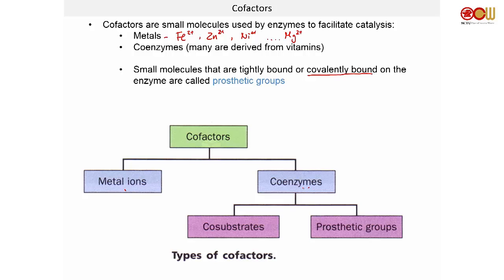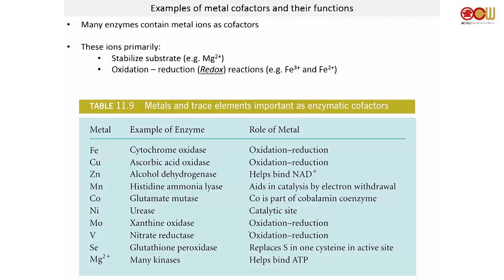Cofactors, we can split them into metal ions and coenzymes, and for coenzymes, we have prosthetic groups or co-substrates. Sometimes there are going to be cofactors that can be used as substrates, but we'll talk about those later. All right. These are some of the examples of metal cofactors and their functions.